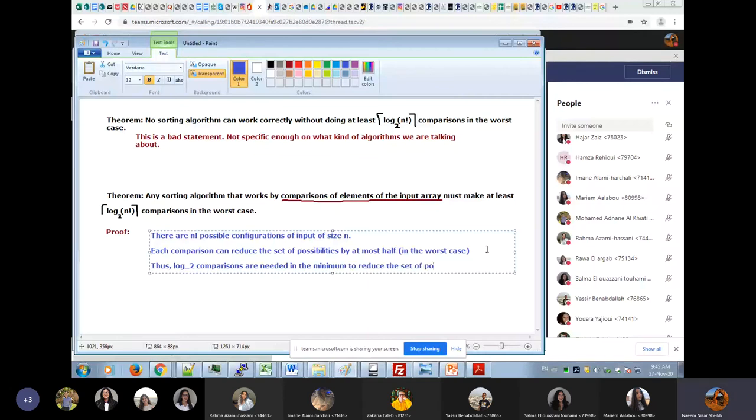Log base 2 of what? Guys, please tell me when I'm making a mistake. Yeah, log base 2 of n factorial. Needed a minimum to reduce the set of possibilities from n factorial down to 1. Okay? Done. That's the proof.